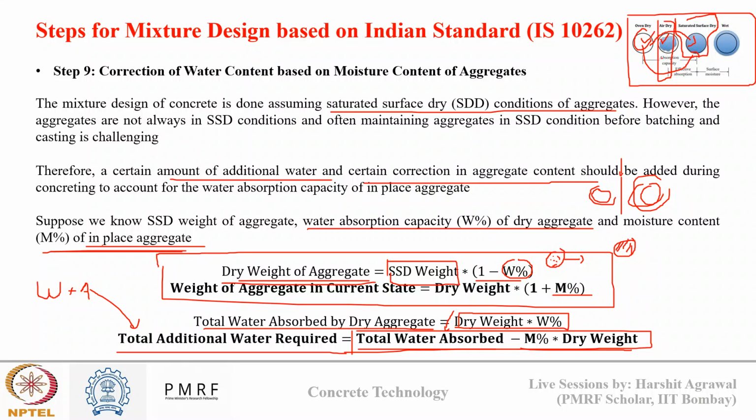So my aggregates are in this state. Now to reach from this to this, how much additional water I need to supply, I can calculate using this formula. We have also seen how it is derived. So this is the final part, known as correction of water content based on moisture content of aggregate.